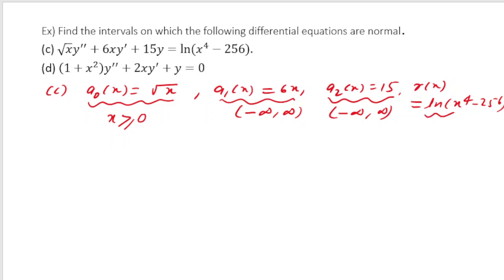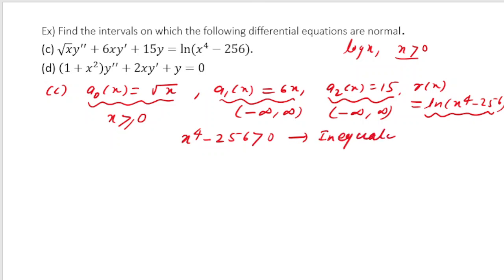And what about this? We know that for log of x to be defined, x should be greater than 0. So for this right hand side to be defined, x to the power 4 minus 256 has to be greater than 0, and this is known as an inequality, and I hope you all know how to solve an inequality. I am going to explain it. So x to the power 4 minus 256 can be written as x square plus 16 into x square minus 16, and this is greater than 0.